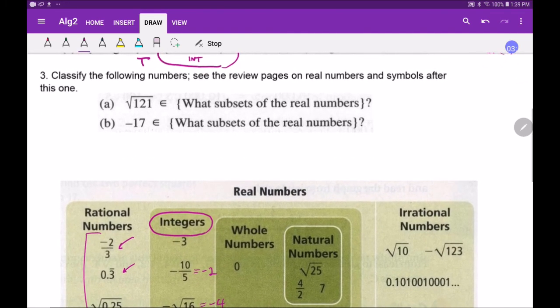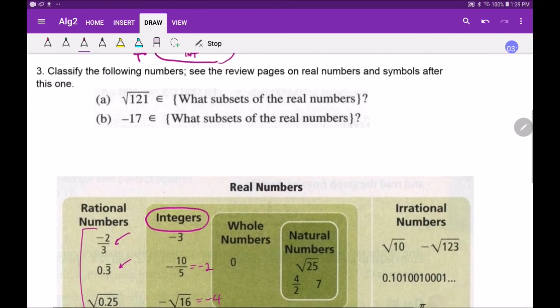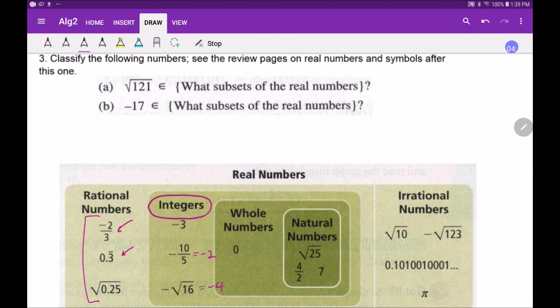Classifying the following numbers. Okay, the square root of 121. What subsets? Where would that fit? Would that be considered a natural number? That's the most exclusive group in here. Most exclusive group being the natural numbers. They have the highest qualifications. The only thing different about the whole numbers is they include a 0. And then, as we work our way out into bigger and bigger circles, the qualifications are less and less. It's easier to be a part of these groups as you move out.